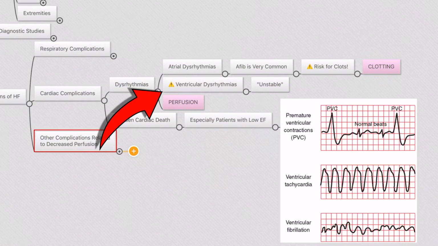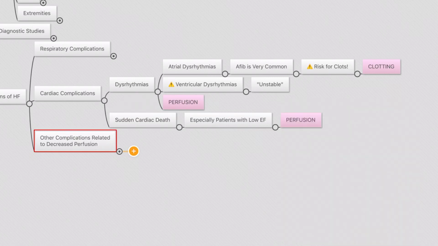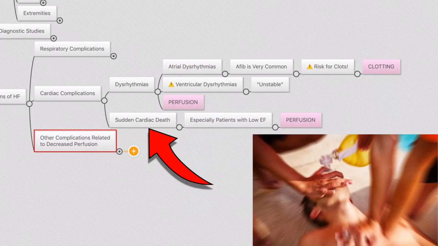Then you might have ventricular dysrhythmia. Ventricular dysrhythmia will be a more deadly dysrhythmia, and it is usually classified as unstable. If a patient has any sort of dysrhythmia, then perfusion will obviously be involved. Sudden cardiac death is another cardiac complication, especially with patients with low ejection fraction. I've seen patients with 15% ejection fraction, 10% ejection fraction. They are very high risk for sudden cardiac death. So perfusion, again, is the concept.